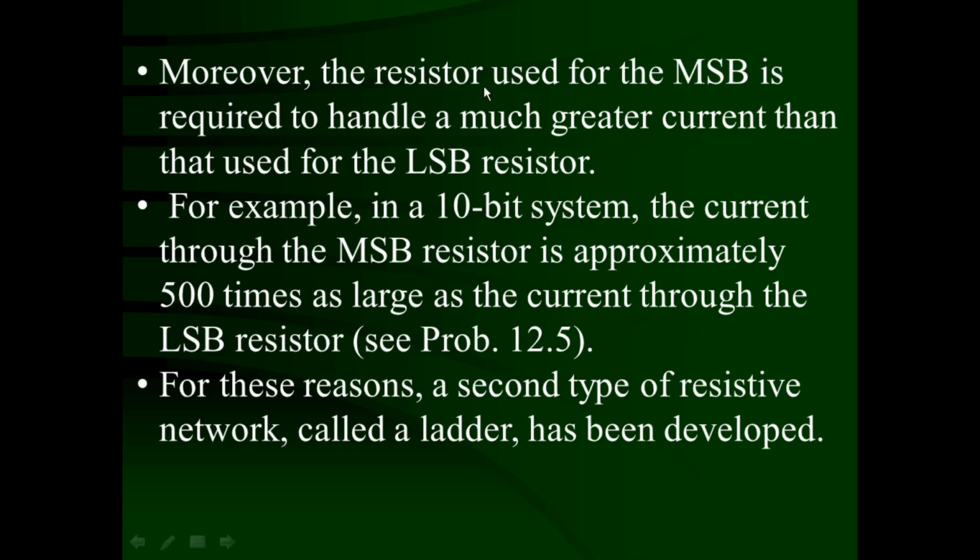Moreover, the resistor used for the MSB is required to handle a much greater current than that used for the LSB resistor. For example, in a 10-bit system, the current through the MSB resistor is approximately 500 times as large as the current through the LSB resistor. So, in a 10-bit system, the current handled by the MSB is 500 times larger than the current in the LSB. For these reasons, the second type of resistor network, called the binary ladder network, has been developed.